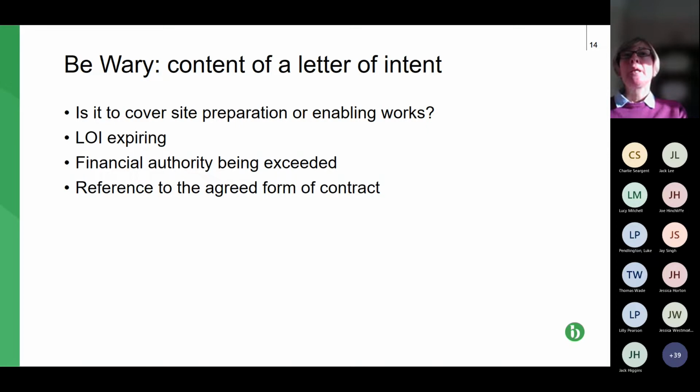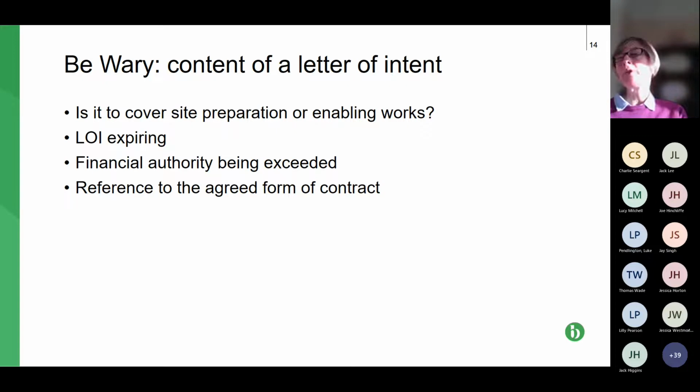Yeah, so just be careful of what work it covers. Also be careful of the letter of intent expiring. These are specific issues that are included in letters of intent that are probably quite unique to letters of intent.